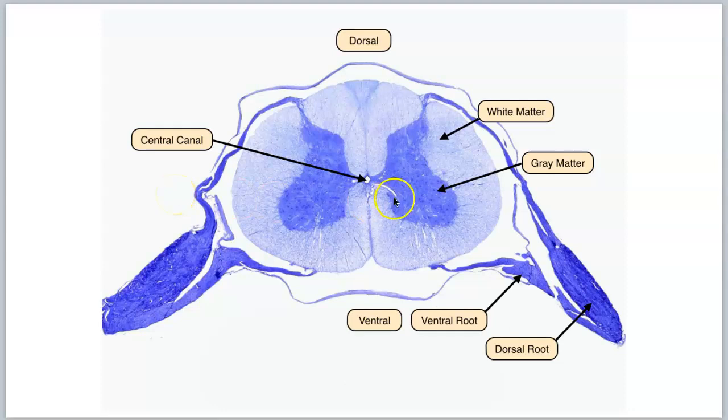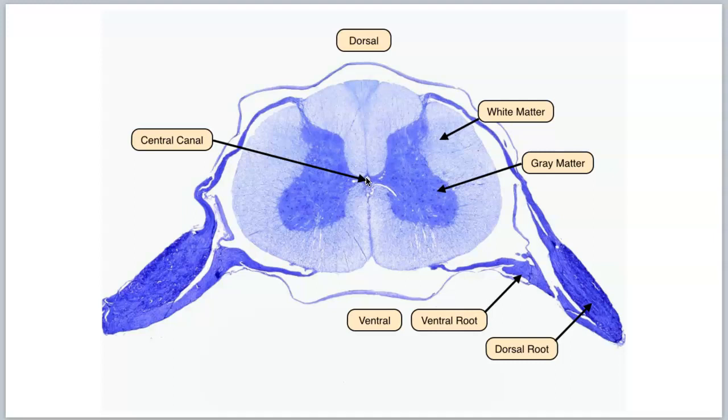Here is an actual histo slide. Very nice. This is all white matter. This is the gray matter, this butterfly shape inside, deep to the white. Oh, I forgot to talk about the central canal. The central canal runs right smack down the middle of the spinal cord.